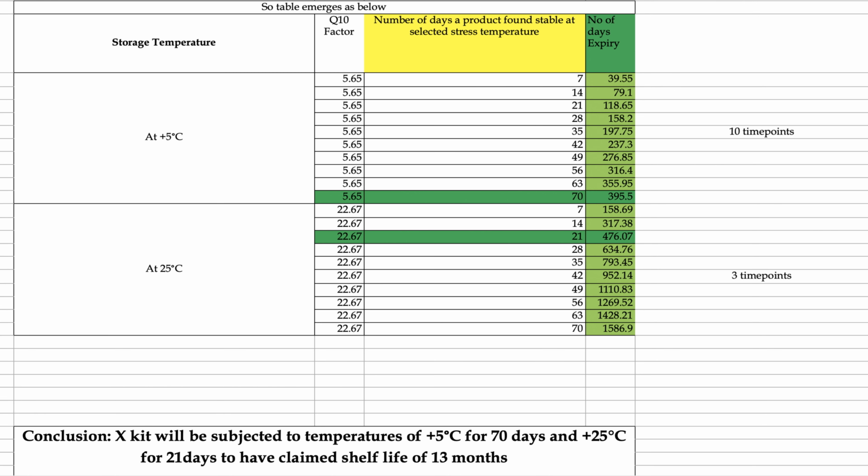So what is the conclusion, my friends? As I told you, we were working on the RT-PCR based product which was having a claim shelf life of 12 months at 20 degrees Celsius, my friends. So in this case, the kit will be subjected to a temperature of 5 degrees for 70 days, which was the 10 time points, whereas at 25 degrees for 21 days to achieve the claim shelf life of 13 months, my friends.